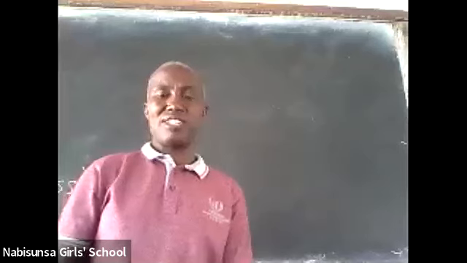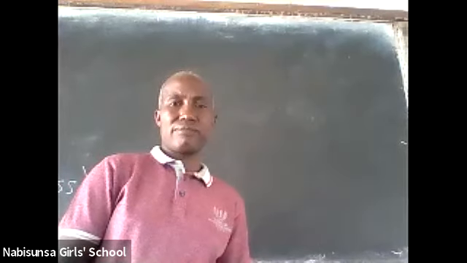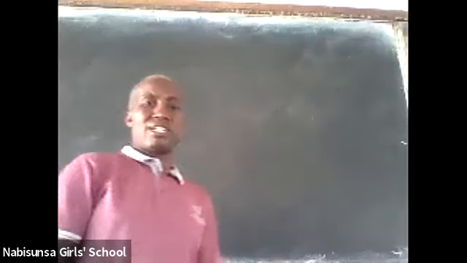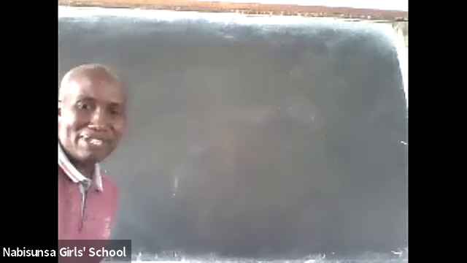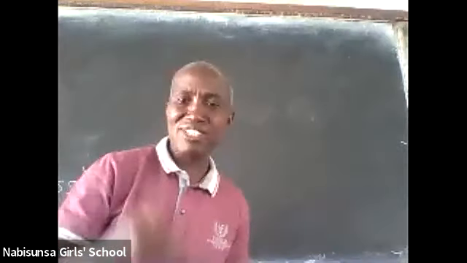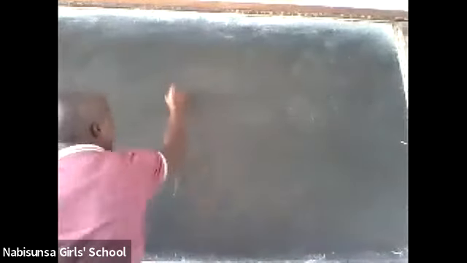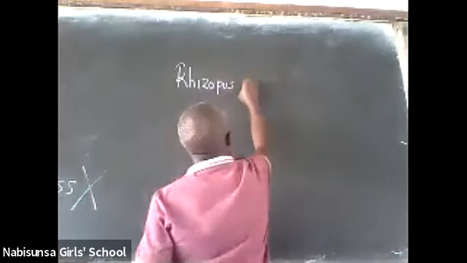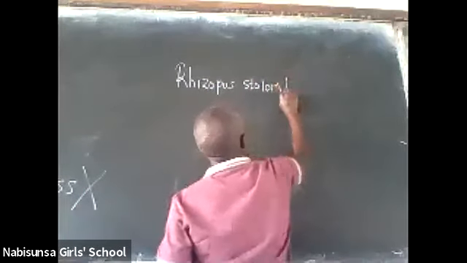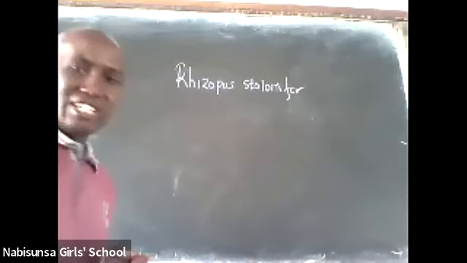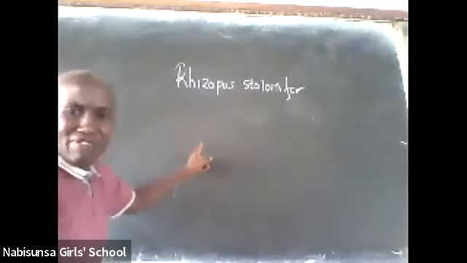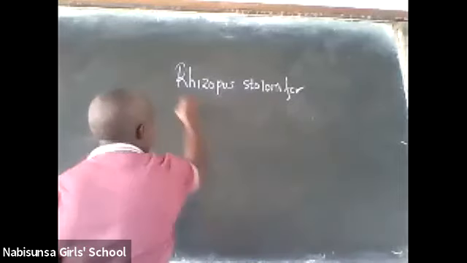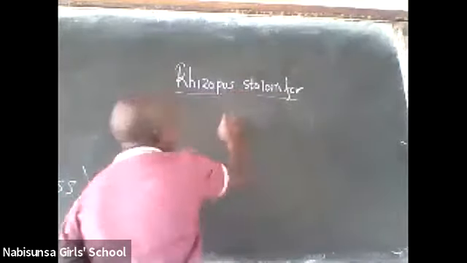Yes, Marilyn. The scientific name of this organism that we are looking at is, Barige says it is Rhizopus stolonifer. Good. It is Rhizopus stolonifer. You remember writing scientific names? The name of the genus starts with a capital letter. The name of the species starts with a small letter. We underline the two separately.